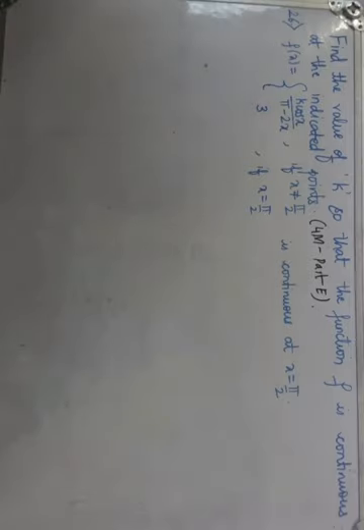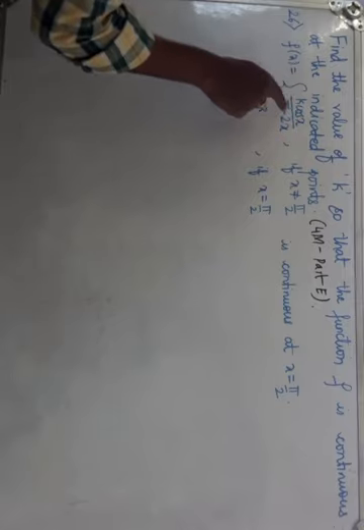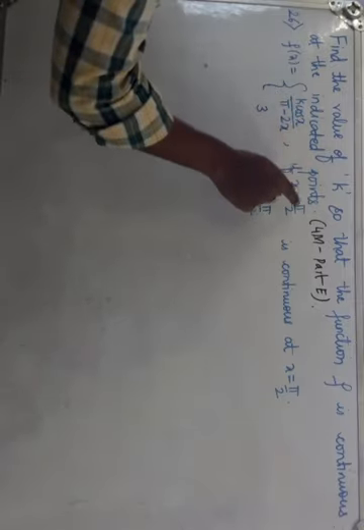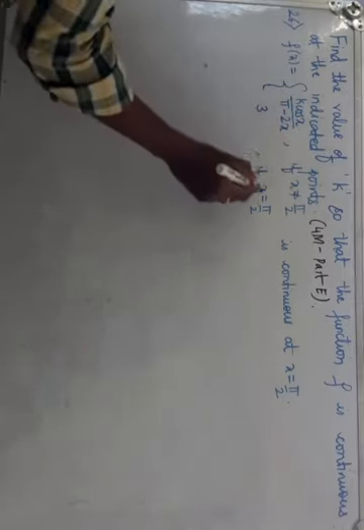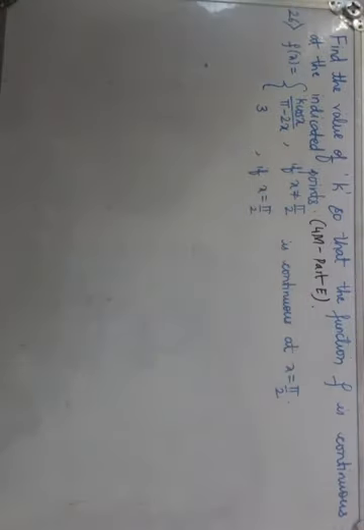That is, f of x is equal to k cos x divided by pi minus 2x if x is not equal to pi by 2, and 3 if x is equal to pi by 2, is continuous at x is equal to pi by 2.